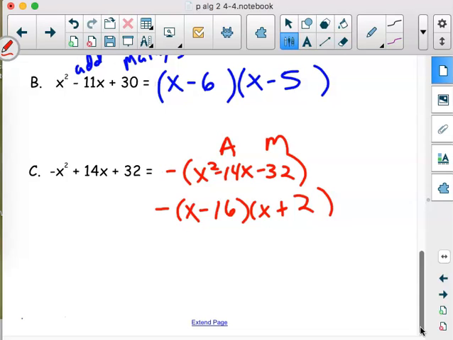Well, sometimes you make the list. You start going through 1 and 32, 2 and 16. Oh, look at that, it's 2 and 16, but one of them needs the negative. So whether or not you make the list is up to you, and whether or not you feel you need that list. And sometimes you're going to get a number that has a ton of factors.